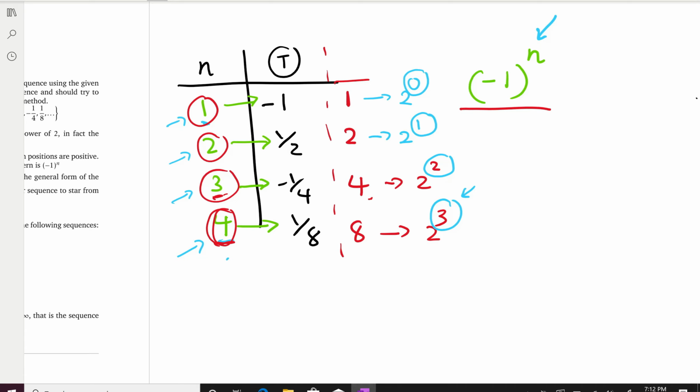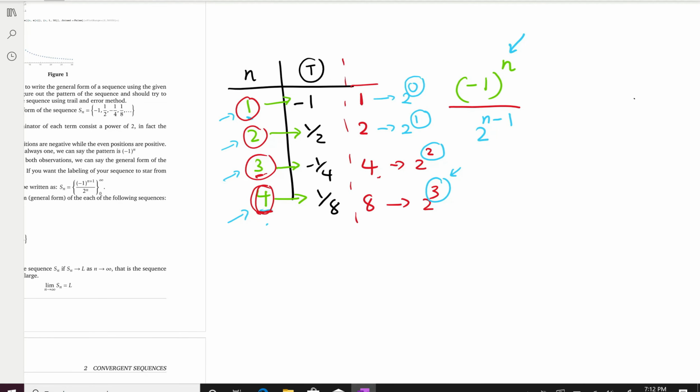Oh, maybe that's the correct way. Power is always 1 less than the position. So power of the sequence is always 1 less than the position. Great. So that's the denominator. Now what you need to do at this moment is you have to verify.